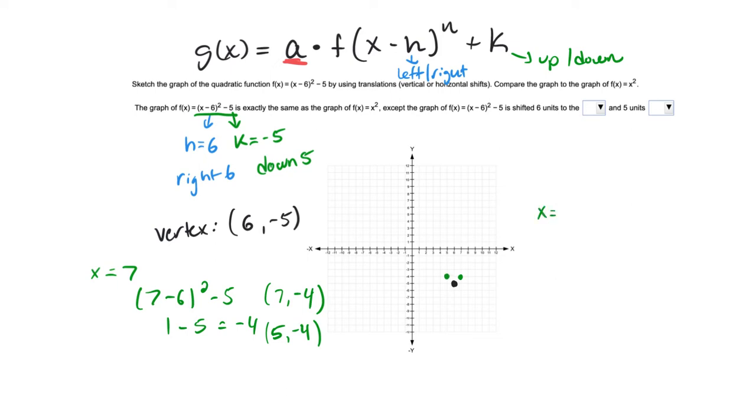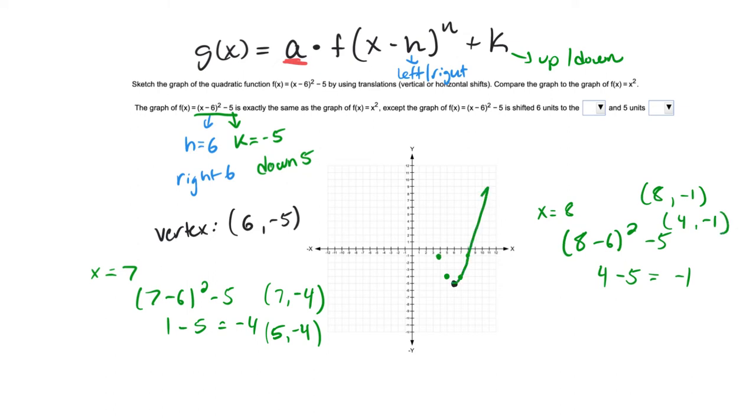And then if you wanted to test another one, x equals 8. So you get 8 minus 6 squared minus 5. So you get 2 squared, which is 4, minus 5, or negative 1. So 8, negative 1 is your other point. And the symmetric point to this would be 2 to the left of the vertex, so 4, and then the same y value, negative 1. Okay, and then you make your curve. So that's how we graph that one.